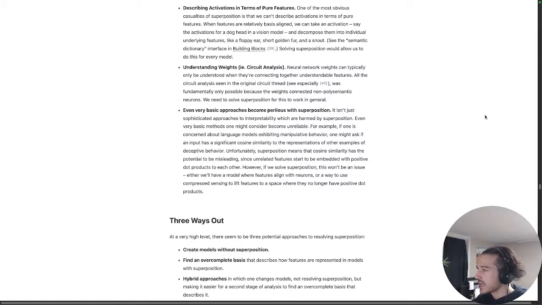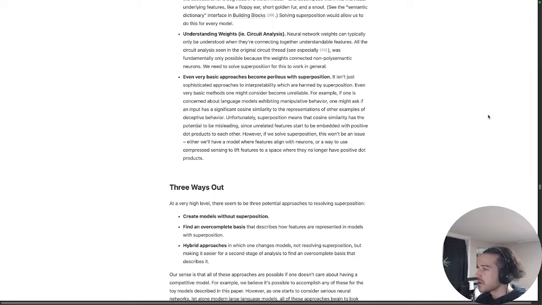Understanding weights, i.e., circuit analysis. Neural network weights can typically only be understood when they're connecting together understandable features. All the circuit analysis seen in the original circuit thread, especially this one paper, was fundamentally only possible because the weights connected non-polysemantic neurons. We need to solve superposition for this to work in general. Even very basic approaches become perilous with superposition.